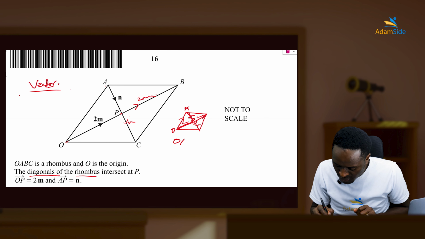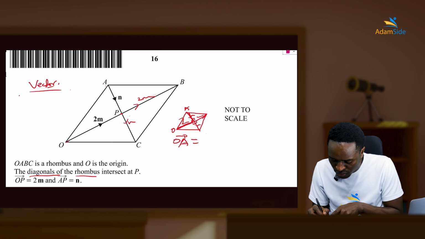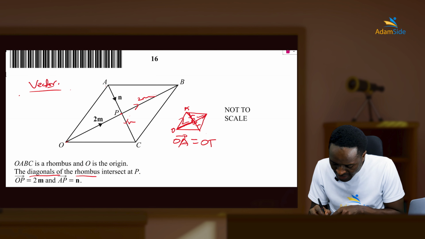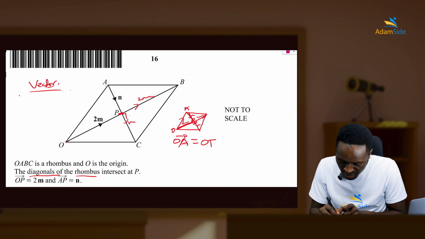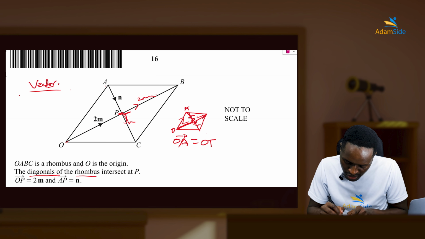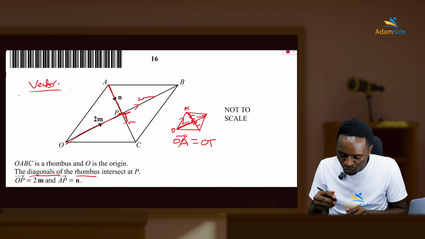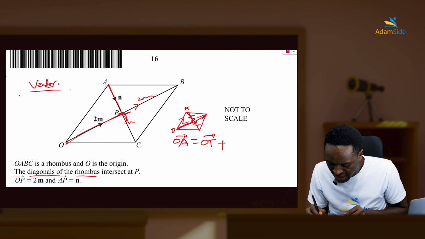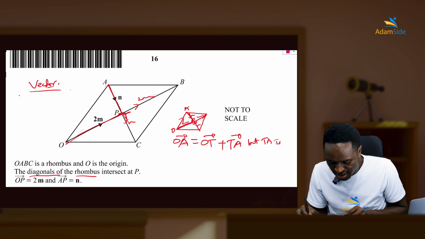So we know to find vector OA, it is equal to vector OT. I call the middle T. This center here, I'll call it T. So it will be the same as vector OT plus vector TA, which is the opposite of vector AT. So vector OT plus vector TA, but TA is negative.